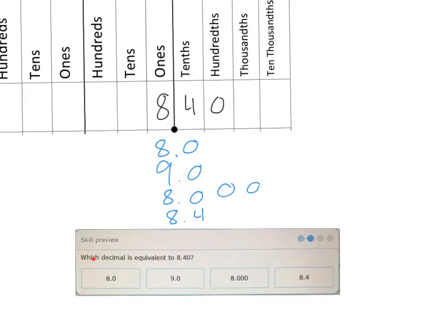This example is asking which decimal is equivalent to 8 and 40 hundredths, or 8.40. I hope this is pretty straightforward. You can even just look at this and say, oh, the only one with 8.4 is this one here. But just to drive home the point, I've written it in our place value chart. Obviously the 9 is already out, the 8s are still the same. The only one with a 4 in the tenths is this one at the bottom, so it has to be this one at the end here.